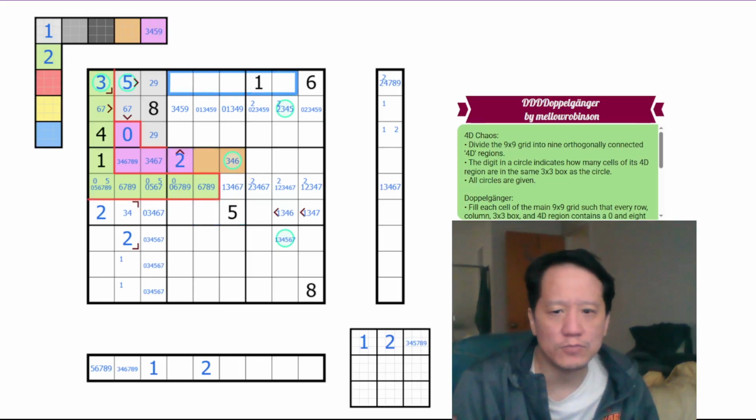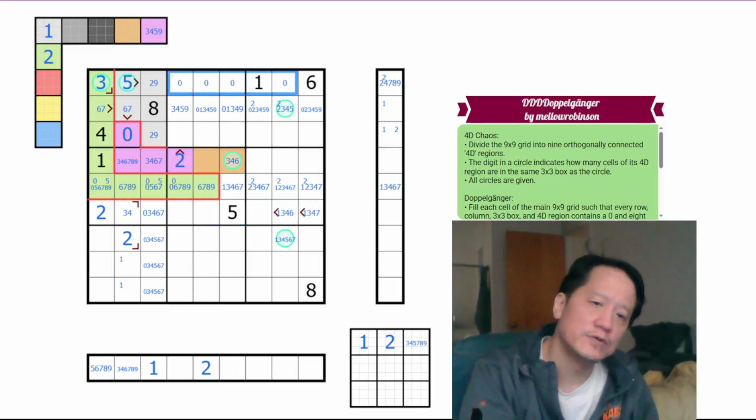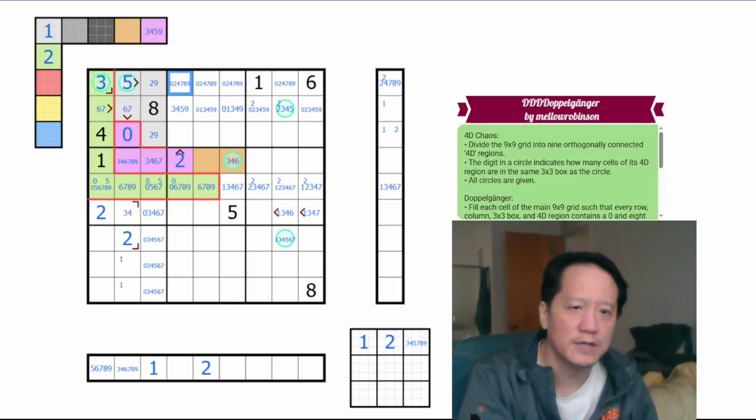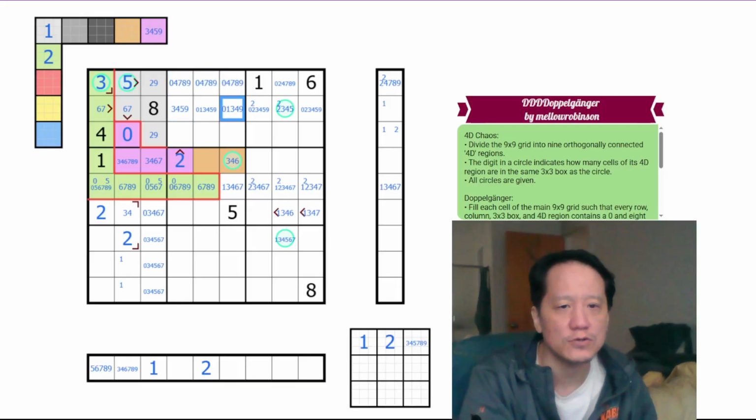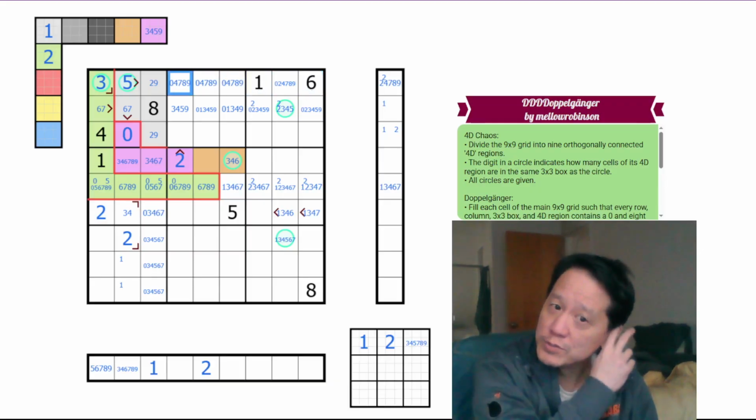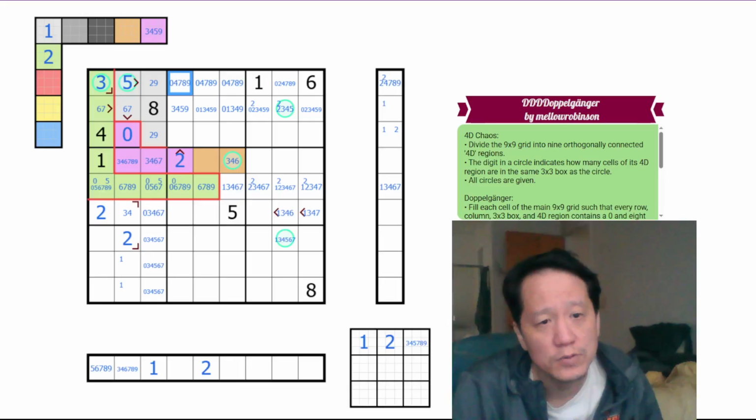Remaining digits in row 1. We have 0, 2, 4, 7, 8, 9. Right, this can't be 2. Oh, none of these can be 2, because of the 2's missing in box 2.